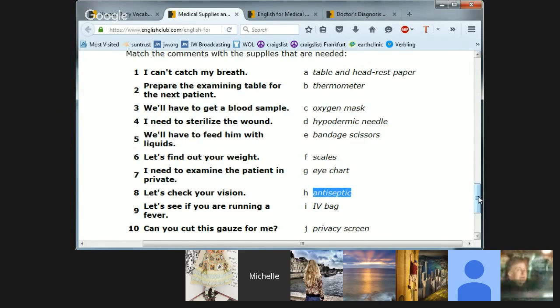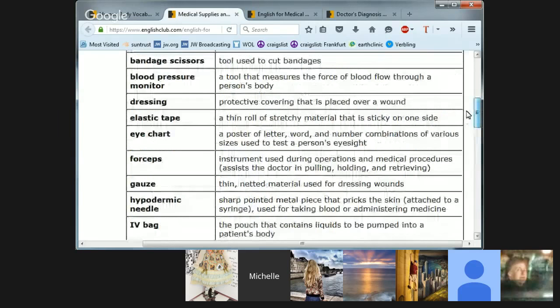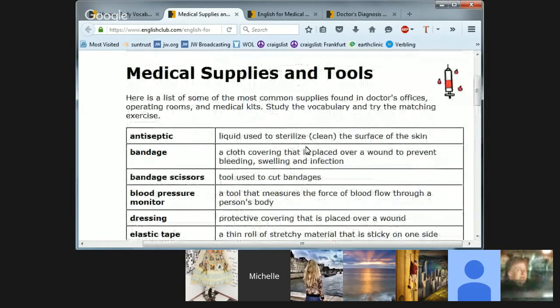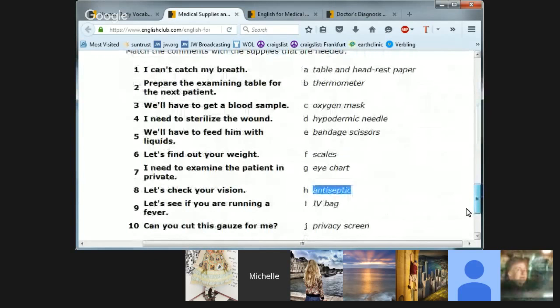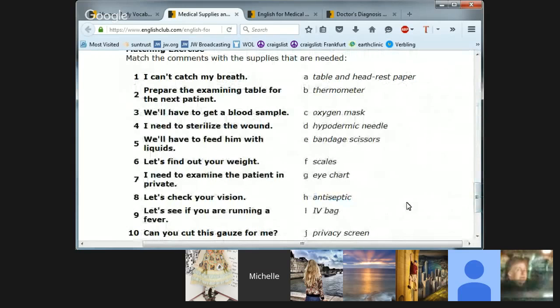Antiseptic. Do you remember what that means, antiseptic? Maybe a liquid to sterilize, or something sterilized. Yeah. It says liquid used to sterilize, clean the surface of the skin. Very good. So you use antiseptic, and sometimes it's alcohol-based, and so that really kills all the bacteria and the viruses. Good job.